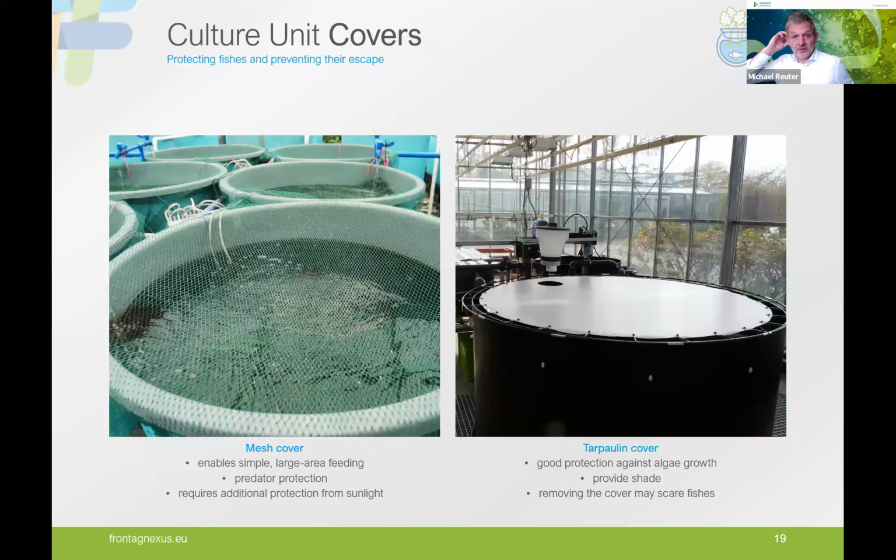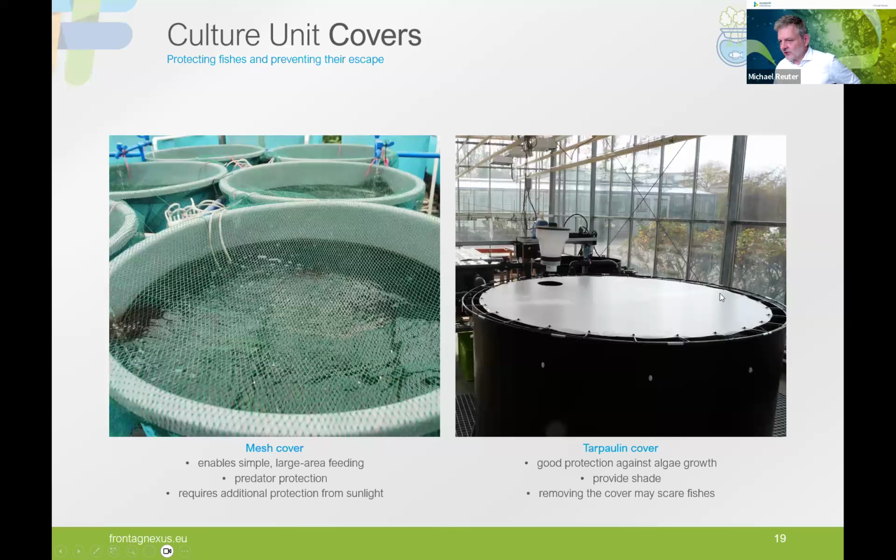Another thing that is quite important with the culture unit are the covers, because fish tend to jump and get out of the culture unit that way from time to time. So we don't want that to happen. That's why we can put some nets over the fish tanks or mesh covers. That's also a protection from predators, obviously, if we are in the open air. But we should consider that if we use mesh covers, we probably need another protection from sunlight to prevent algae growth inside of our tanks.